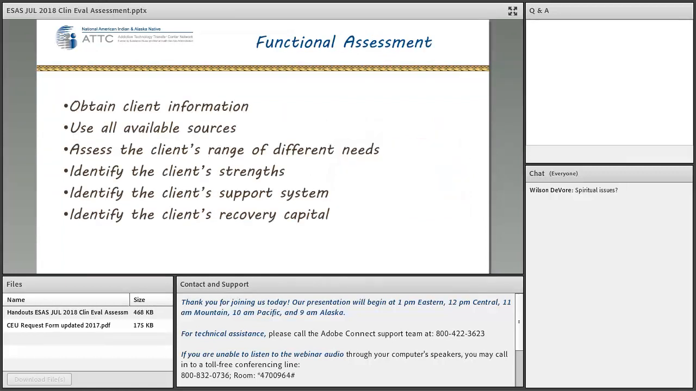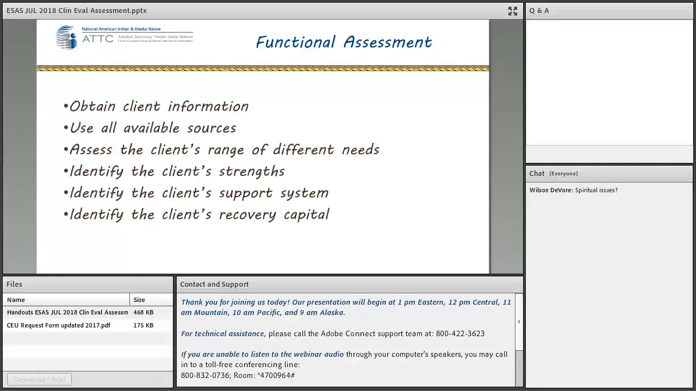Okay, looking at the functional assessment: obtain the client information, use all available sources, and assess the client's range of different needs. So are they able to get into the substance treatment? Are they able to make that? Do they need transportation? Do they need child care or something like that? Identify the client's strengths. A lot of times the strengths might be something you can use to help them remain on track, because these are things with goals that they want to work on. Identify the client's support system. Do they have family or people around them who care and who can help them through this process? Identify the client's recovery capital.